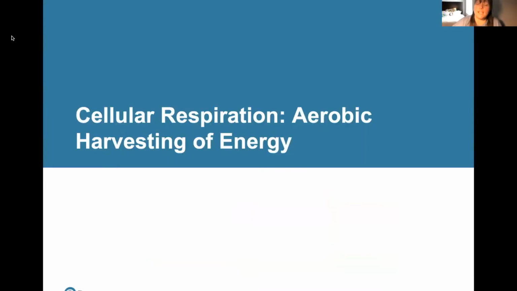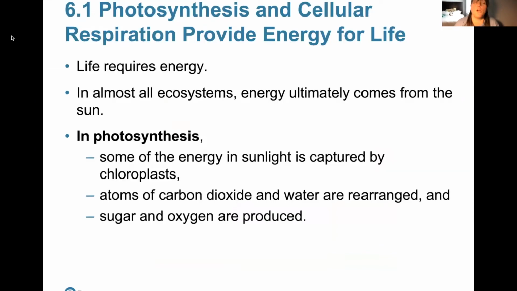Here we go. Cellular respiration. We have aerobic harvesting of energy. We already know that life requires energy. Without energy, you cannot survive. Most of the time, the energy ultimately comes from the sun because it's just the way it works. Sun gives down the light, and then it all kind of bunches from there. So photosynthesis, which I think is interesting that chapter 6 is talking about it when photosynthesis is covered in chapter 7, but there you go.